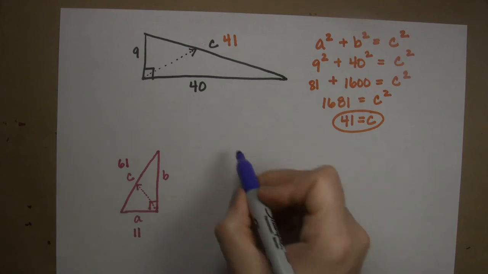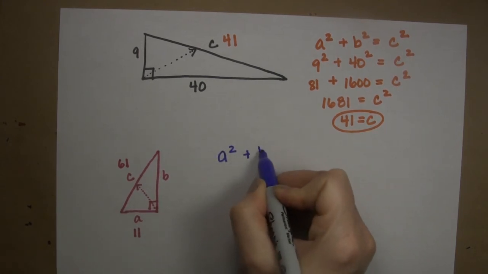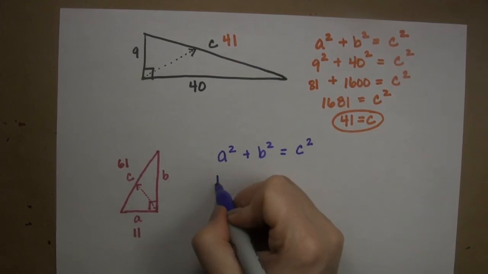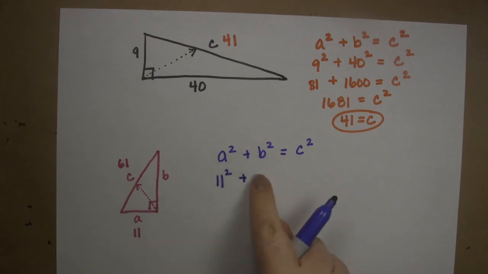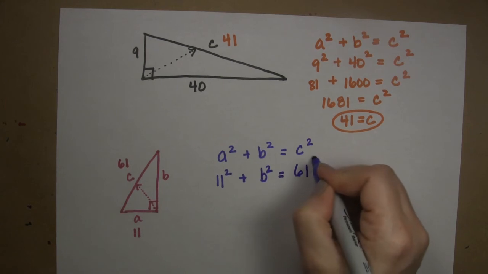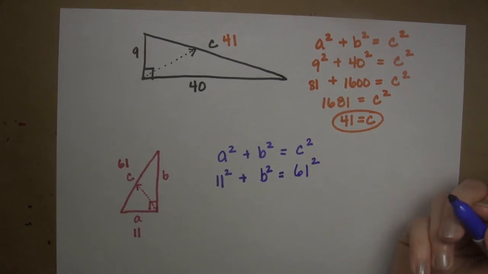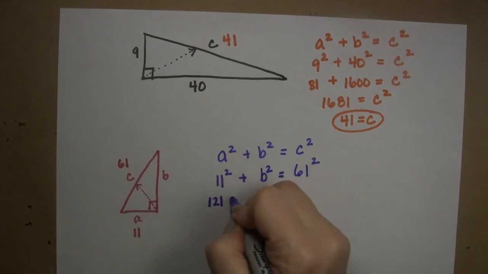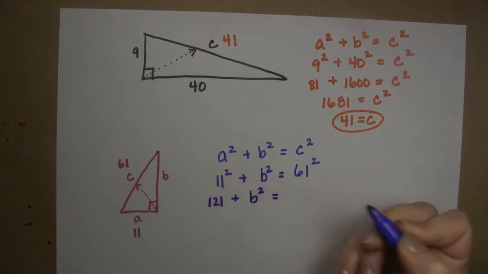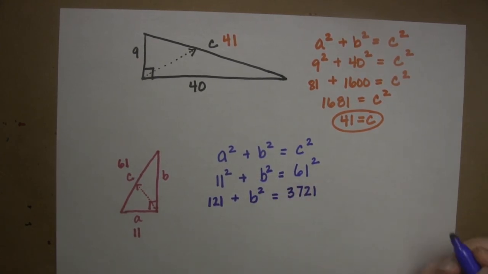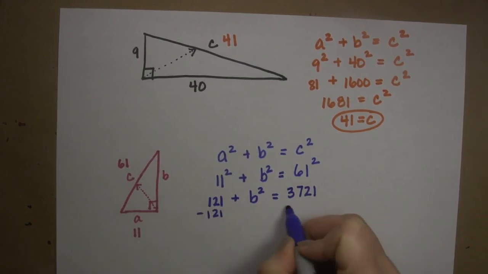Well, we're going to write our Pythagorean theorem, a squared plus b squared equals c squared. And we're going to plop in these numbers. So here we have 11 squared, b squared we don't know, and c squared is going to be 61 squared. Oh, those are big numbers. Okay, but you get out your handy dandy calculator and you can get 121 plus b squared, which we still don't know, equals 3,721. Okay. So we subtract 121 from either side.